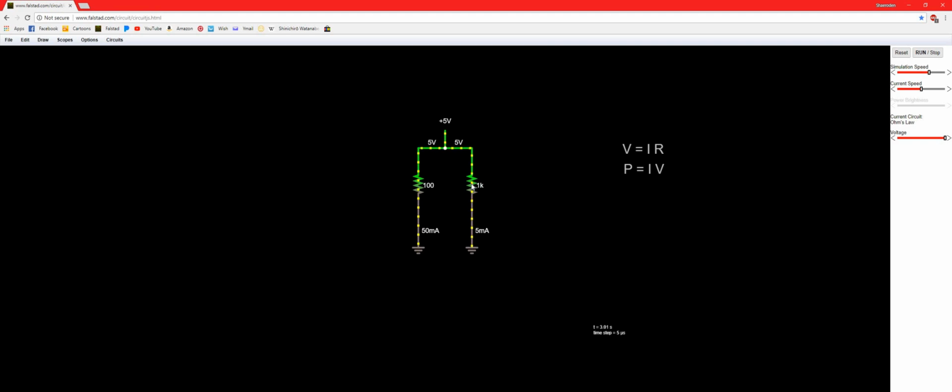So let's take a look at this resistor. If you look down at the bottom right corner, it's getting 5 volts across it and 5 milliamps. So 5 milliamps times 5 volts is 25 milliwatts. On this side, we have 50 milliamps times 5 volts is 250 milliwatts.